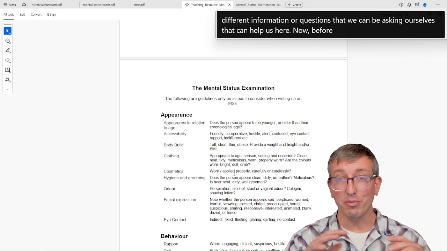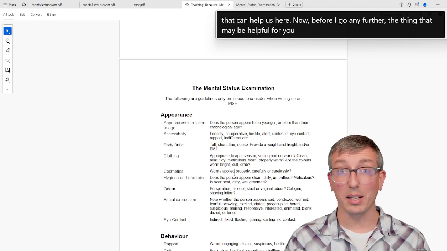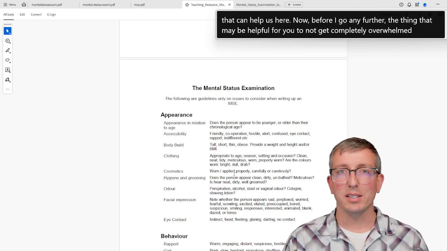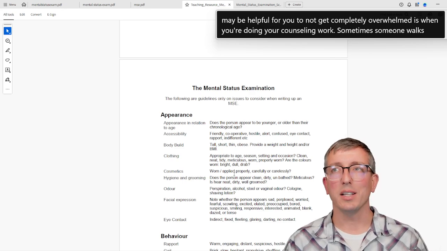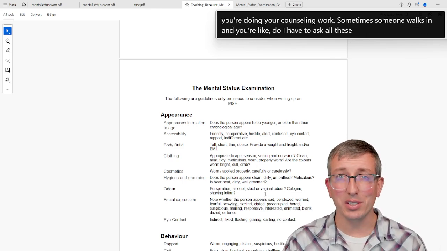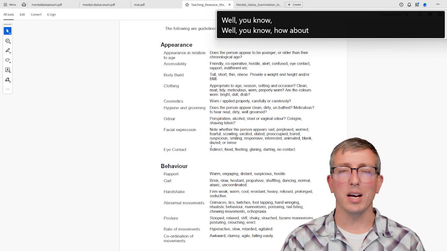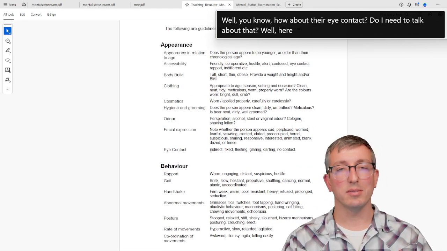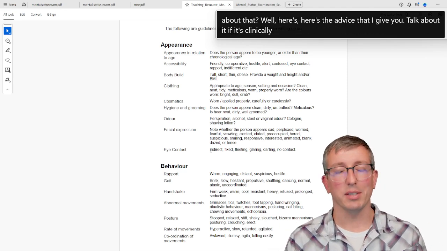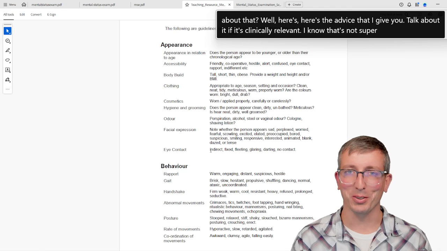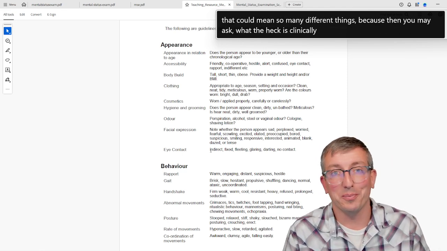Now, before I go any further, the thing that may be helpful for you to not get completely overwhelmed is this: when you're doing your counseling work, sometimes someone walks in and you're like, do I have to ask all these questions or consider all of these different words? What about their eye contact? Do I need to talk about that? Well, here's the advice that I give you. Talk about it if it's clinically relevant. I know that's not super helpful, because then you may ask, what the heck is clinically relevant?